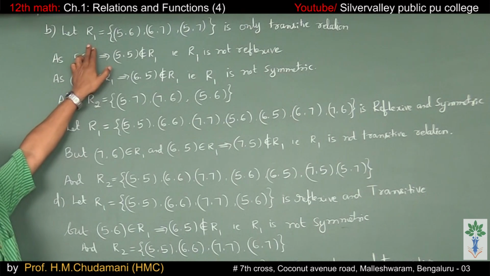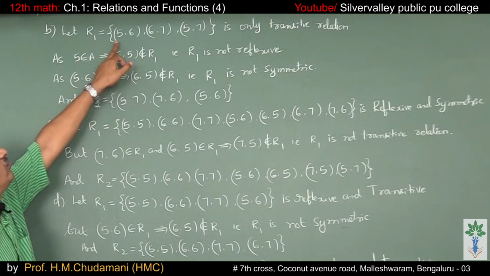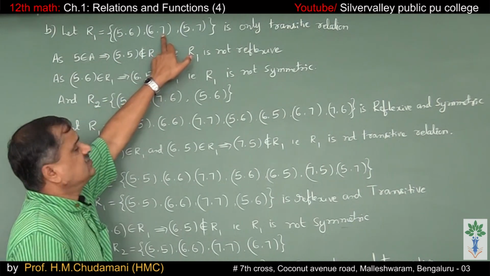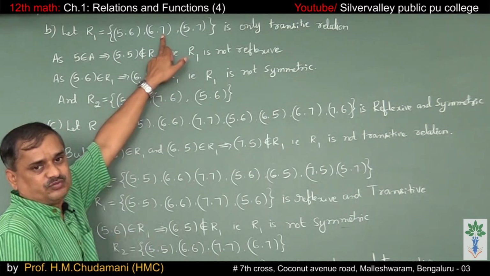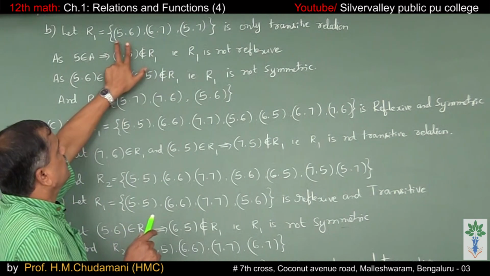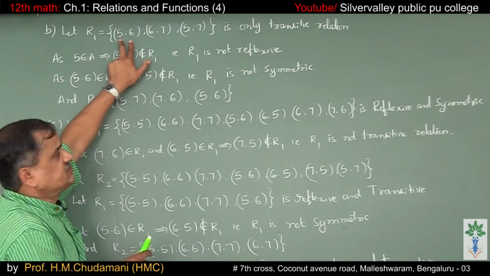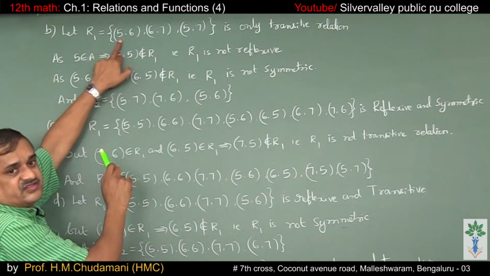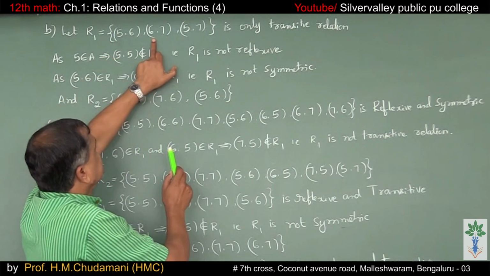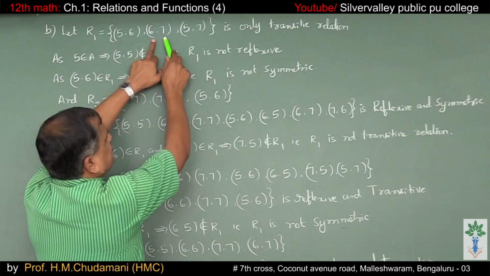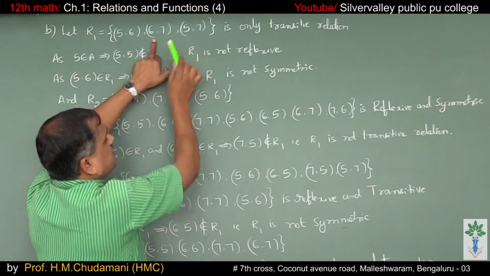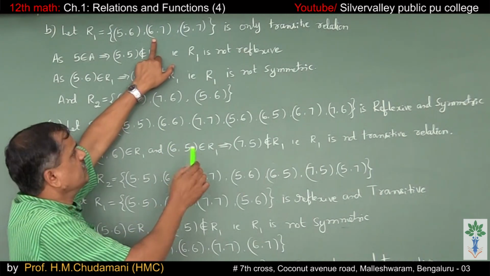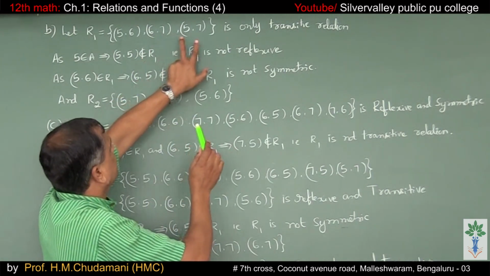Let us select the relation R1. If 5 comma 6 and 6 comma 7 are there, then 5 comma 7 should be there if it is to be transitive. You check any ordered pair along with 5 comma 6: 5 comma 6, 6 comma 7 means 5 comma 7 should be there in the relation. Then 6 comma 7 along with 6 comma 7, you can't take this, you can't take this. That means the second ordered pair itself is not there in the relation. So you can say it is transitive.